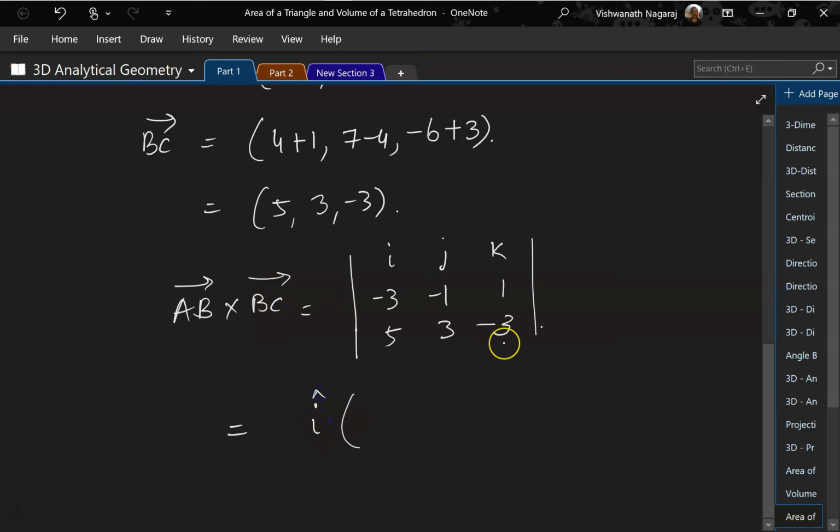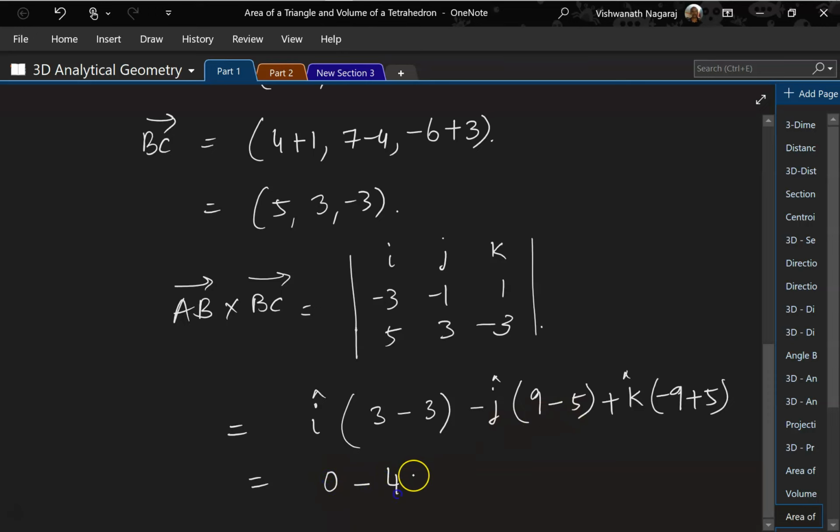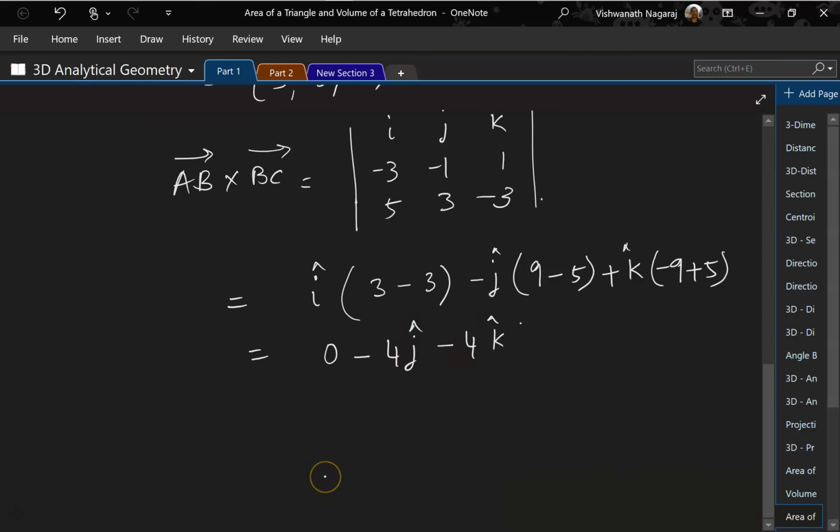So i times (-1 times -3 minus 1 times 3), that is 3 minus 3. Minus j times (-3 times -3 minus 1 times 5), that is 9 minus 5. Plus k times (-9 plus 5), which is equal to, this becomes 0, -4j, -4k. Yes.